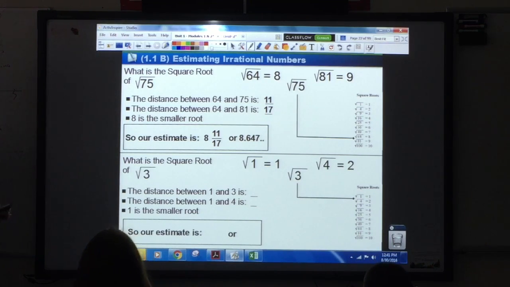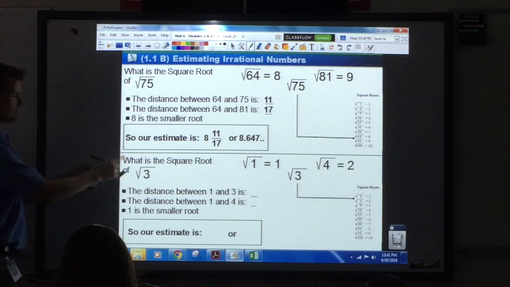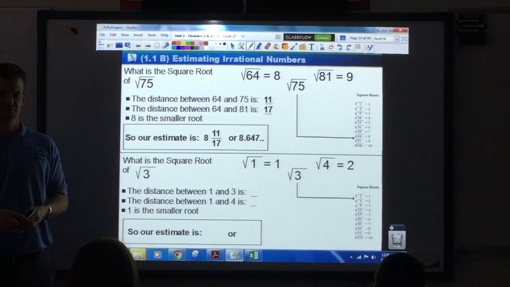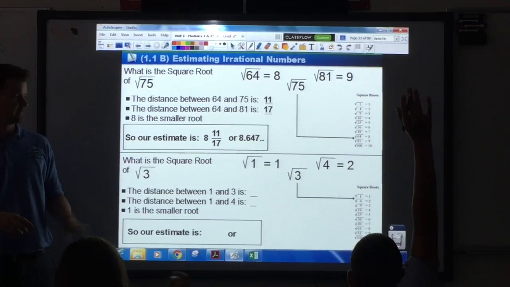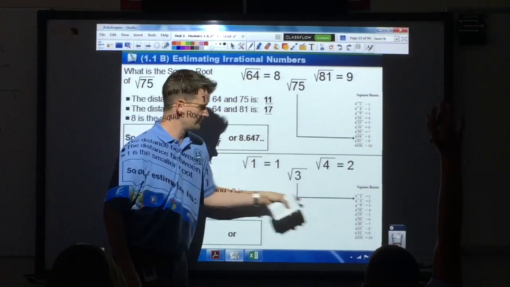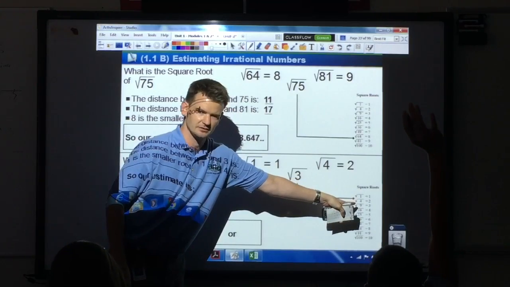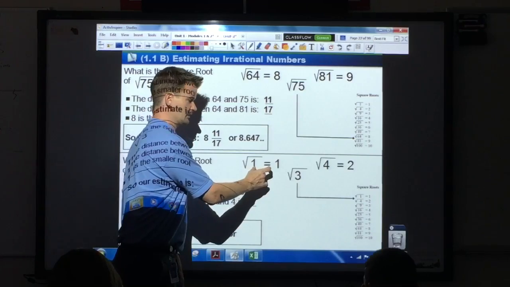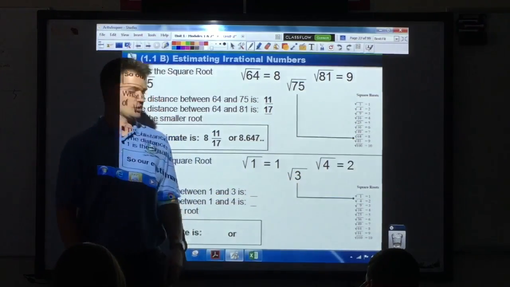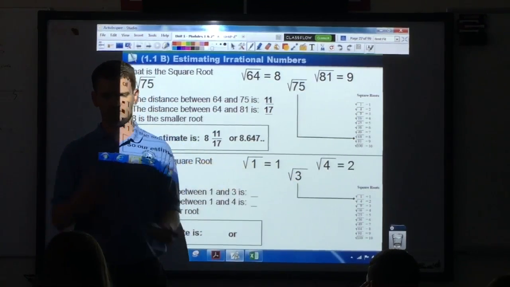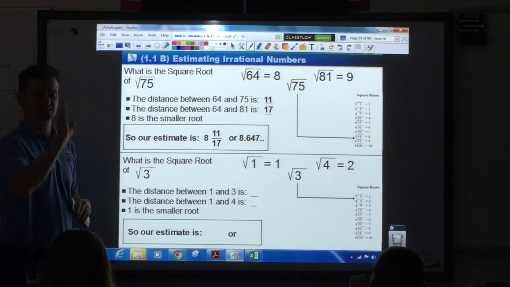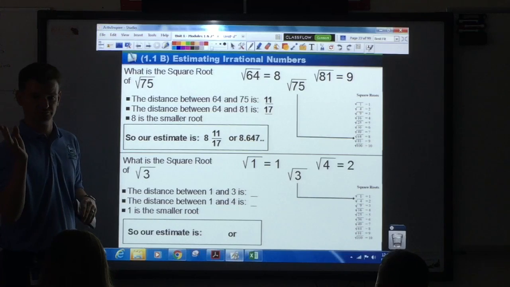Julio Dominguez, walk me through this. We want to find the square root of 3. What roots does that fall between? What perfect squares? Go to your chart. 3 falls in between 1 and 4. So the square root of 1 is 1, the square root of 4 is 2. So we know that this is going to fall somewhere between 1 and 2. So I know that it's going to be 1 point something, for sure.